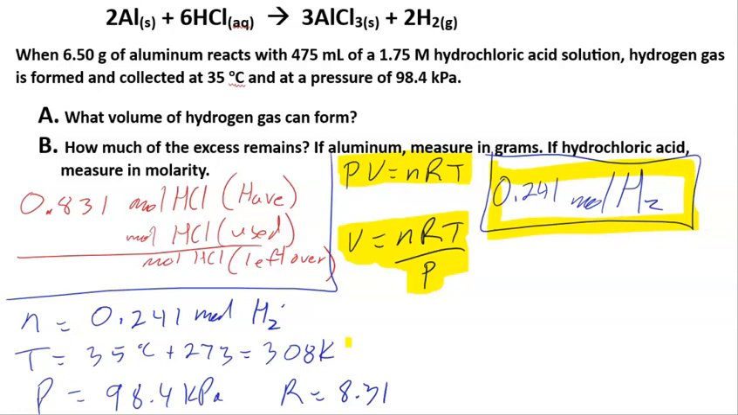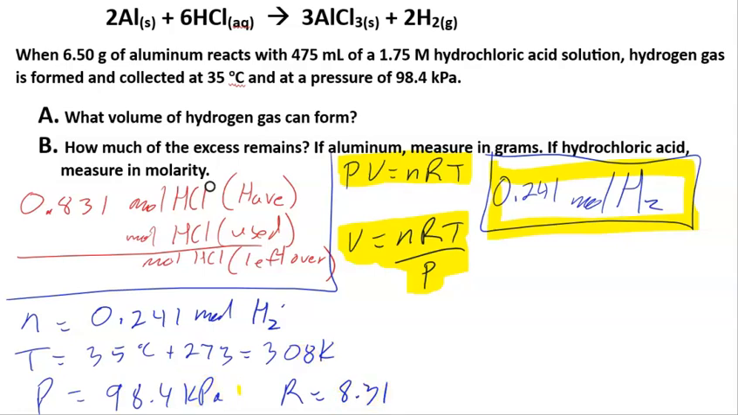T is temperature. It must be in Kelvin, so I added 273. It usually doesn't come in Kelvin because our thermometers don't really read in Kelvin. The pressure must be kilopascals. It doesn't matter the number, it must be kilopascals because we're going to use R as 8.31, and that's kilopascals, liters per mole Kelvin, which means when we solve for volume, it will come out in liters.